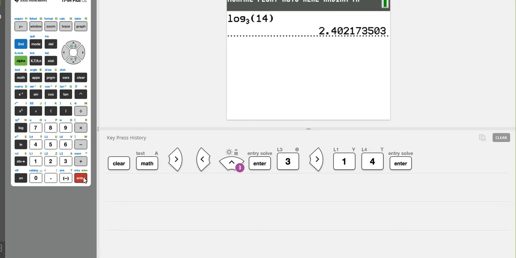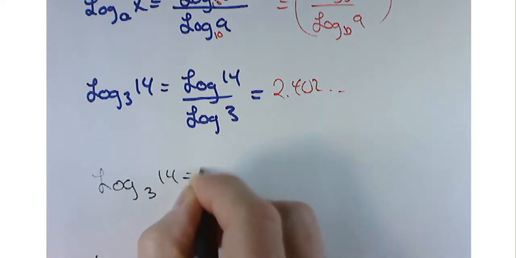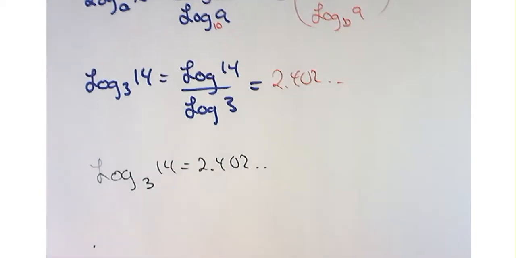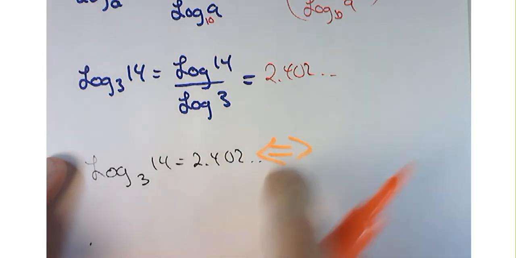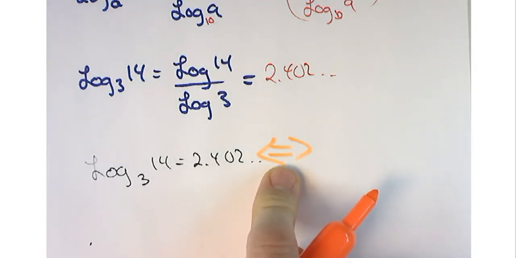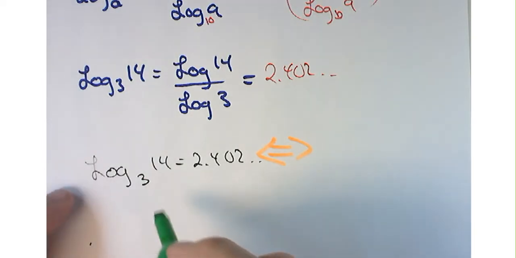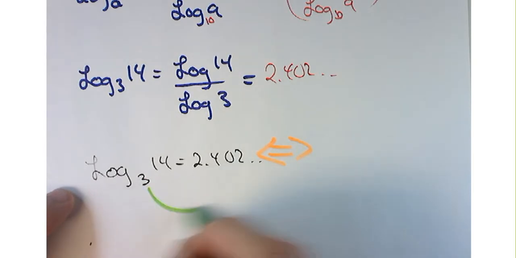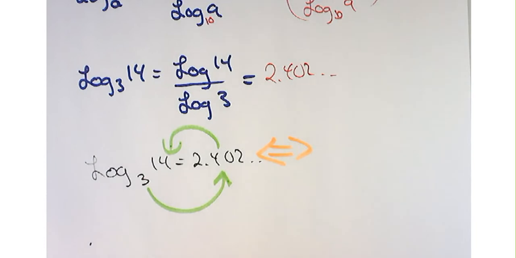Now let me write that together a little bit more here on my sheet. Log base 3 of 14 equals 2.402. Can anyone write that as a statement using exponents? What would be the equivalent statement? And by this bidirectional arrow, I mean is equivalent to. How would you write that using exponents? What to what power equals what? 3 to the power of 2.402 equals 14. Perfect.